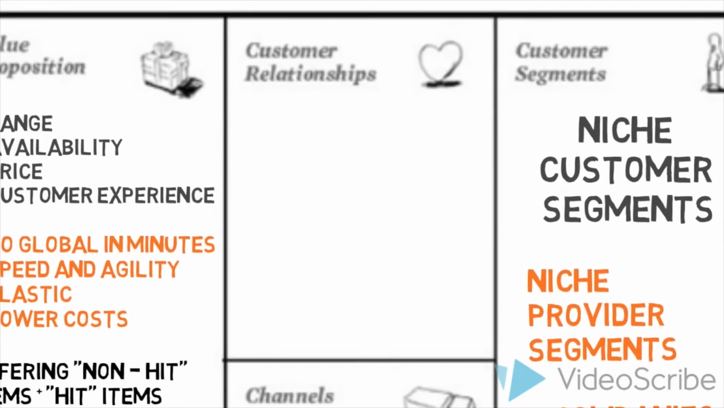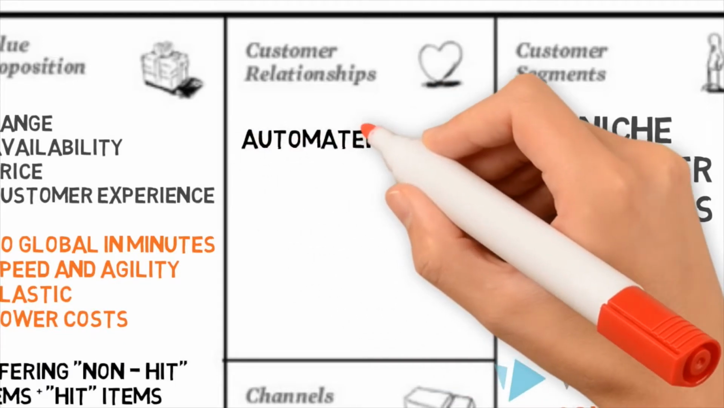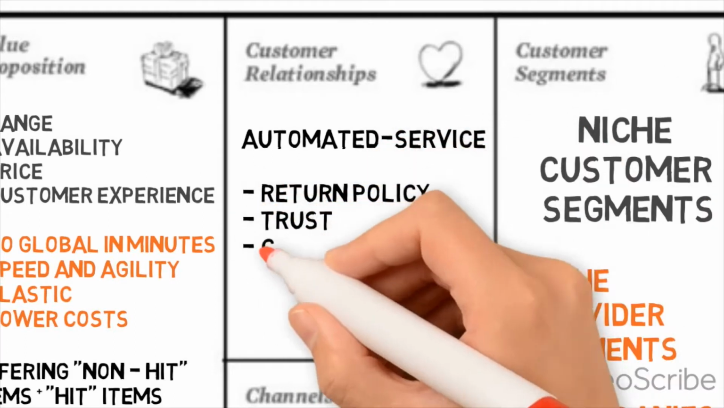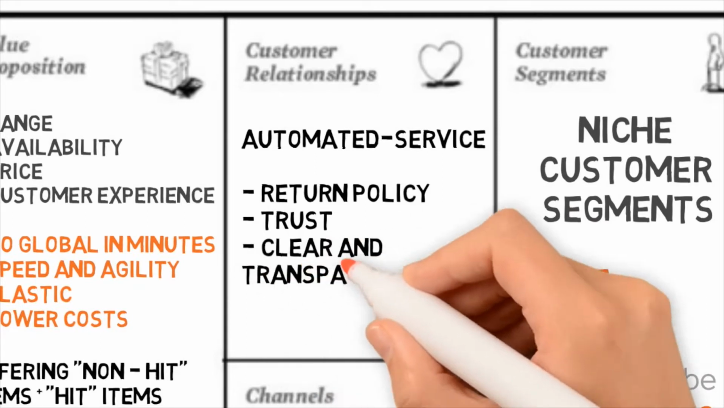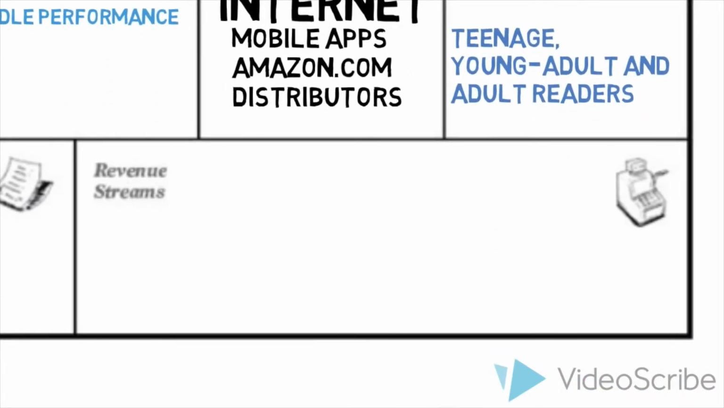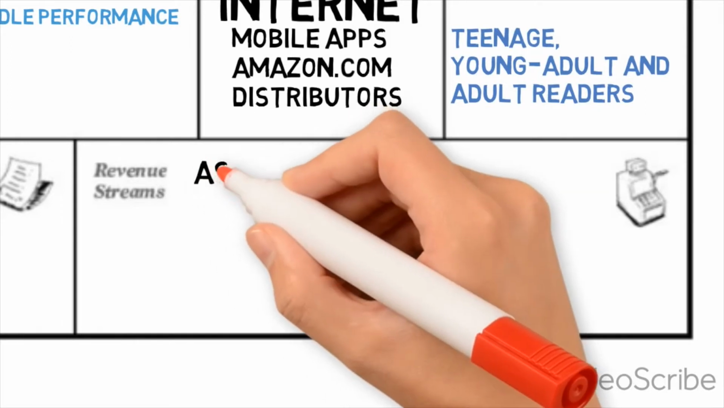Customer relationships are the types of relationships a company establishes with specific customer segments. Amazon is defined as automated services. This type of relationship mixes a more sophisticated form of customer self-service with an automated process, as the customer is the one to make his or her own purchase, but the site suggests new possible purchases depending on the first. It also has an easy return policy if the product does not satisfy customer needs, and it promotes a trustful, clear, and transparent treatment.